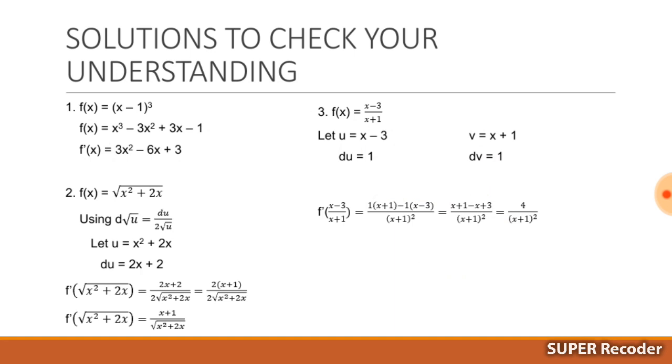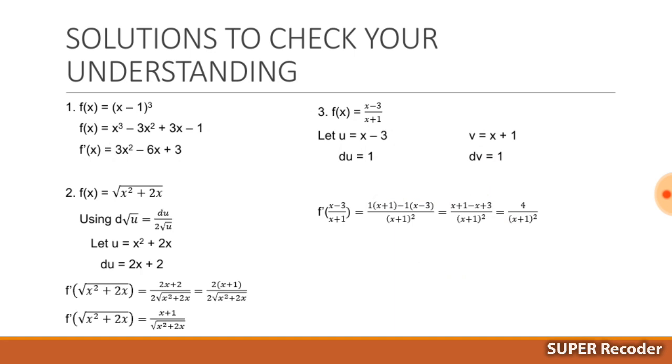So for number 1, f of x is equal to x times quantity x minus 1 raised to the third power. If you're not sure of what to do, just expand x minus 1 three times and multiply it using the FOIL method. Or if you're going to use Pascal's triangle, you need to remember the constants.